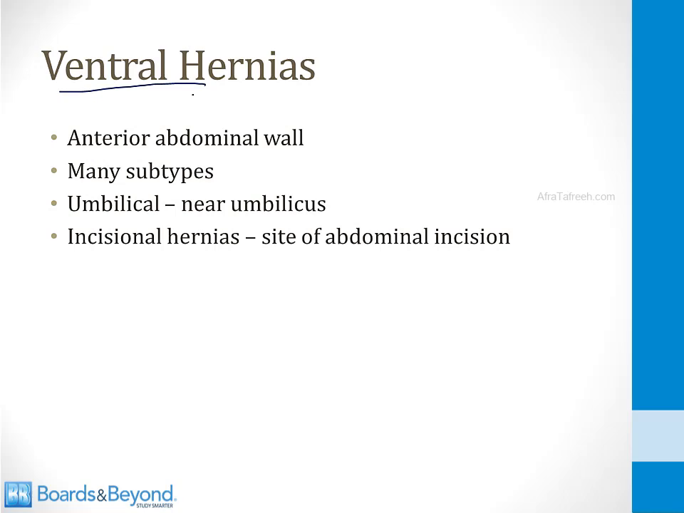Ventral hernias are hernias through the anterior abdominal wall. A loop of bowel protrudes through some defect in the anterior abdominal wall. There are many subtypes. Umbilical hernias are where a loop of bowel protrudes near the breakdown in the abdominal wall that occurs at the umbilicus. Incisional hernias occur through a site of an abdominal incision.